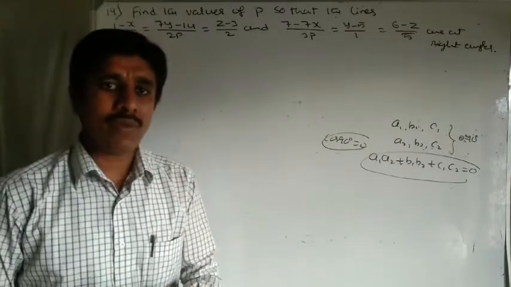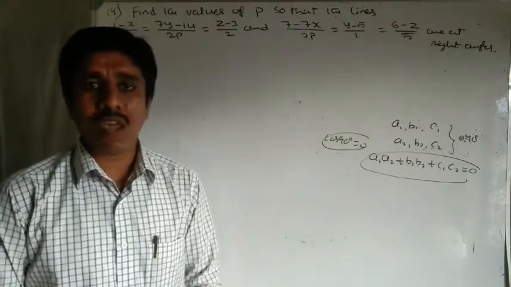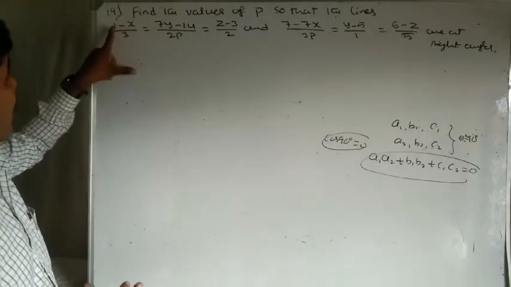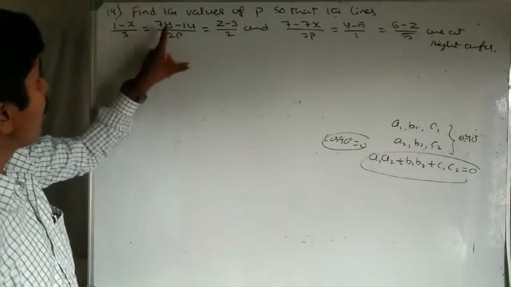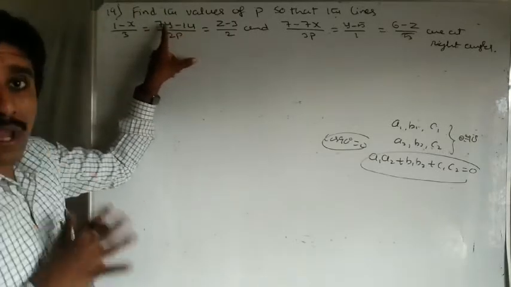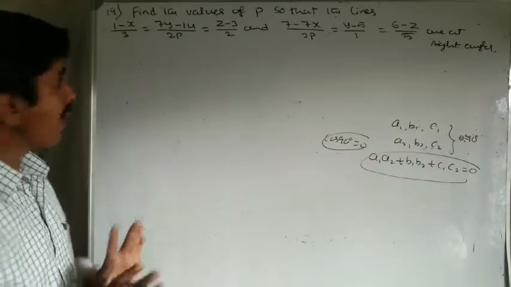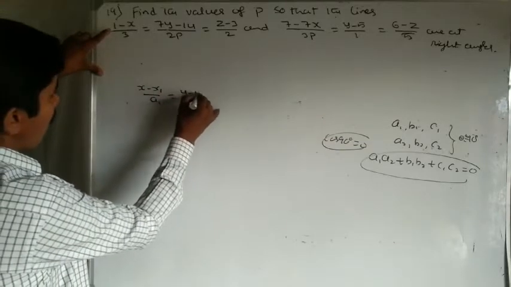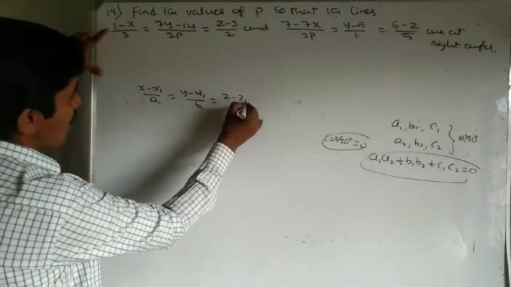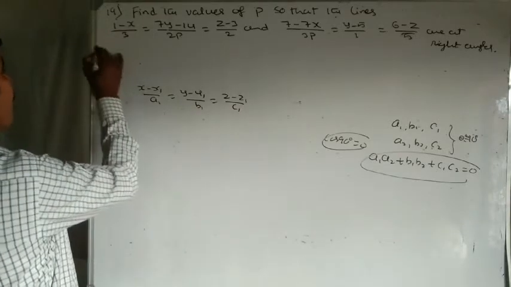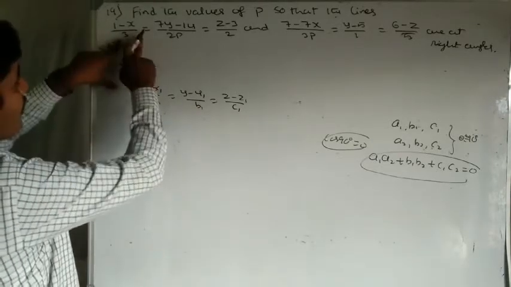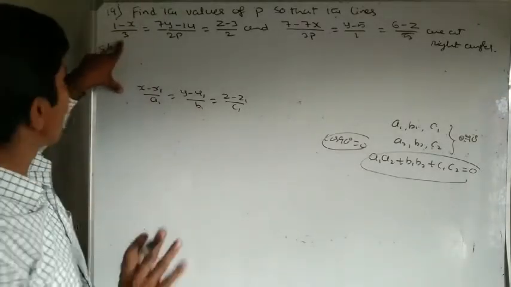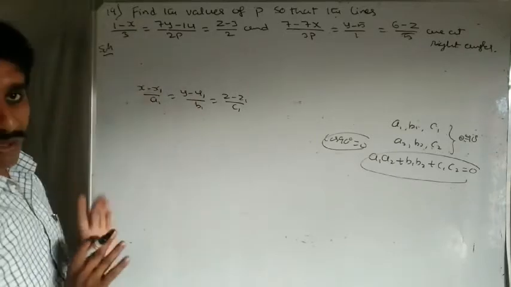Before that, very important, we have to verify whether the given lines are in standard form or not. Standard form is x minus x1, but here we have 1 minus x. In standard form the y coefficient is 1, but here the y coefficient is 7. Standard one is x minus x1 by a1 equal to y minus y1 by b1 equal to z minus z1 by c1. First I am going to write these lines in standard form and then write direction ratios. Don't write directly, because the given lines are not in this form.